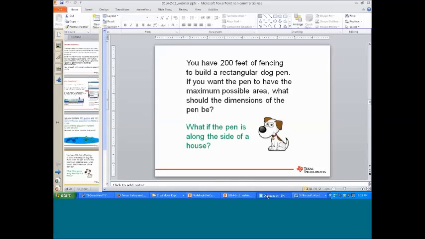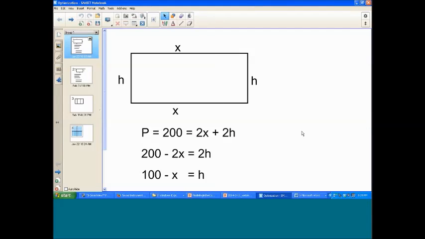What I want to do is take a look at this activity. Here is a rectangular pen, and I'm going to let the base of it here be x and the height be h, and my perimeter, my fencing that I have available, is 200 feet of fencing. So solving this equation, 200 equals 2x plus 2h, I'm able to get the expression for h, that h is 100 minus x. So h equals 100 minus x.